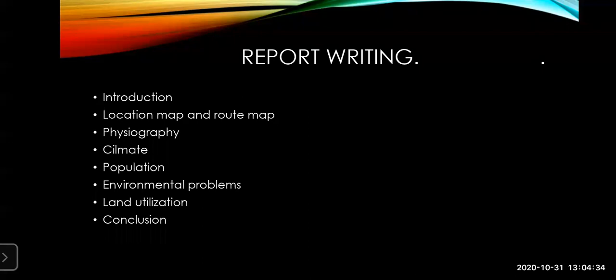So students, with this, report writing was the last concept. We have completed the lesson Distributional Map. Okay, students, thank you.